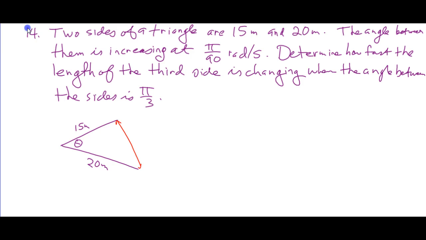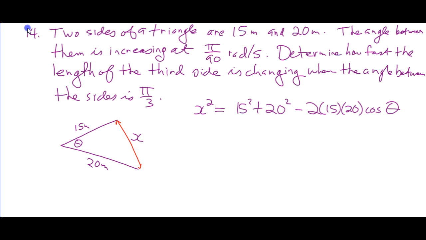Let's call the third side x. Then how do we relate x and theta? Cosine, or the law of cosines. The cosine law says that a squared, so in this case x squared, is equal to a squared plus b squared minus 2ab cos theta.